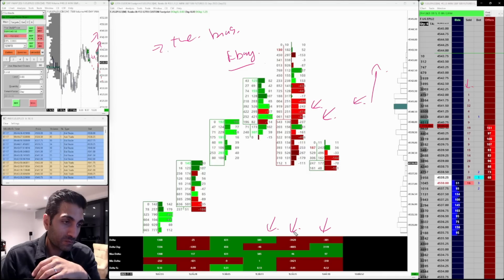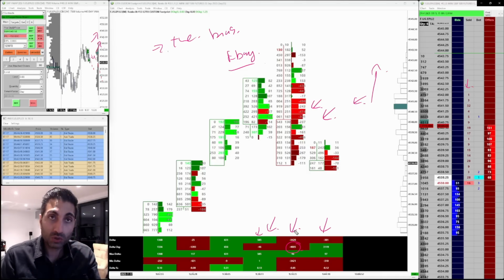You can see the change here in the delta has gone from 585 positive, right? So positive inventory to negative inventory, and the difference between them is 4,000 contracts. So basically there has been a lot of selling.